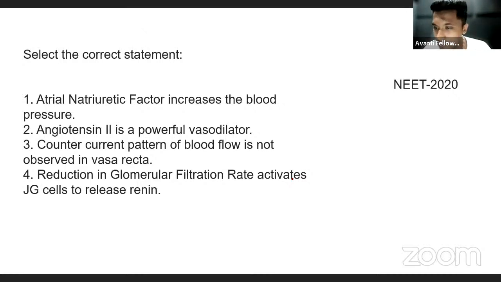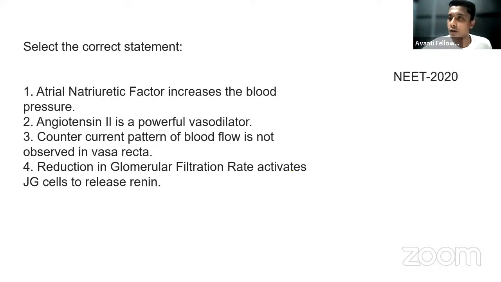All right, students, let me end the poll now. Let's see what the right answer is. The first option: atrial natriuretic factor increases the blood pressure. Actually, it decreases the blood pressure, right? That is induced because of the more blood flow that is happening in the atria. That is why the atrial natriuretic factor is released, so that the blood pressure is decreased.